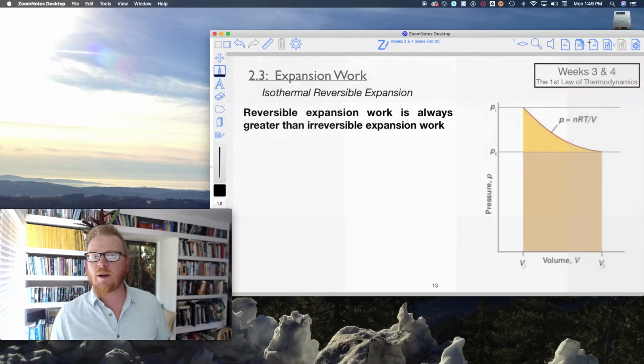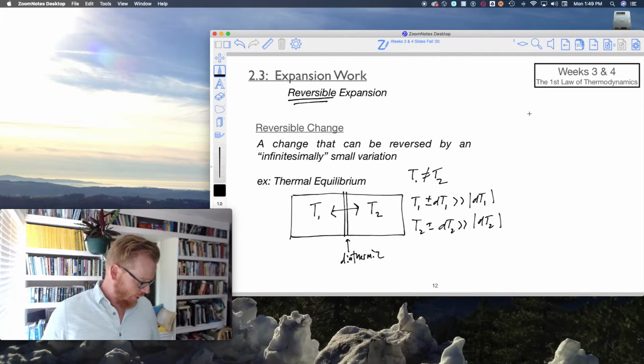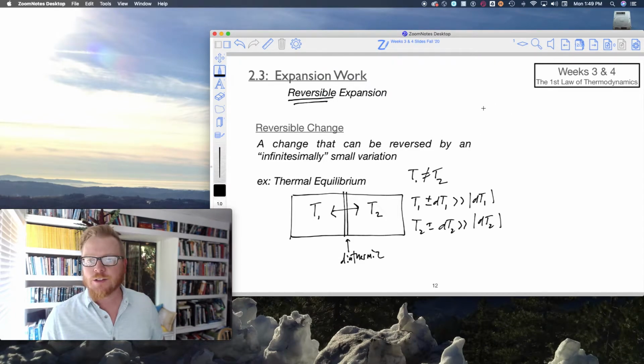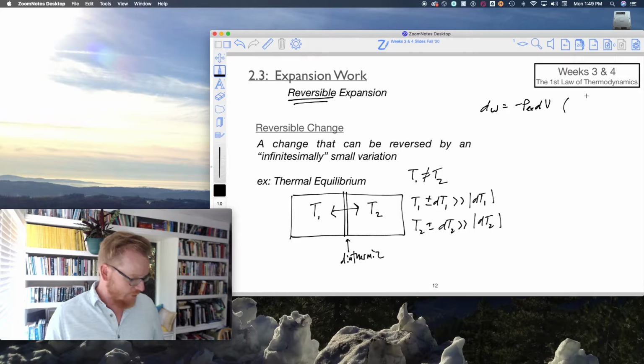Now, what about reversible expansion work? Let's keep going with that. dW equals negative P external dV, and I'm going to define that as irreversible.